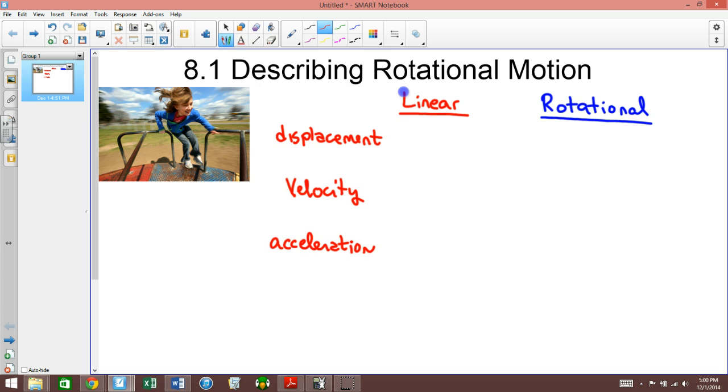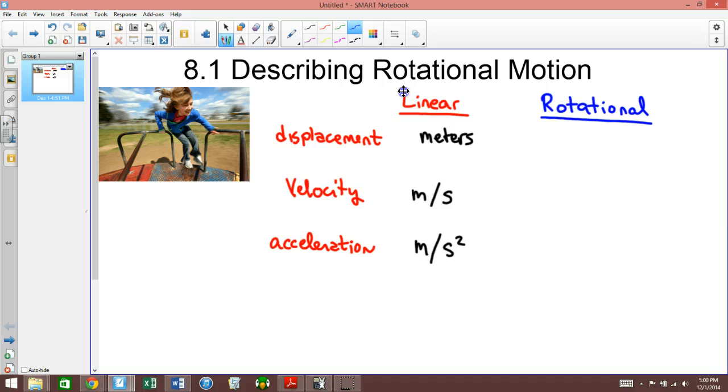And we've talked about them linearly. Like linearly, displacement we measured in meters. Velocity we measure in meters per second. And acceleration we measure in meters per second squared.